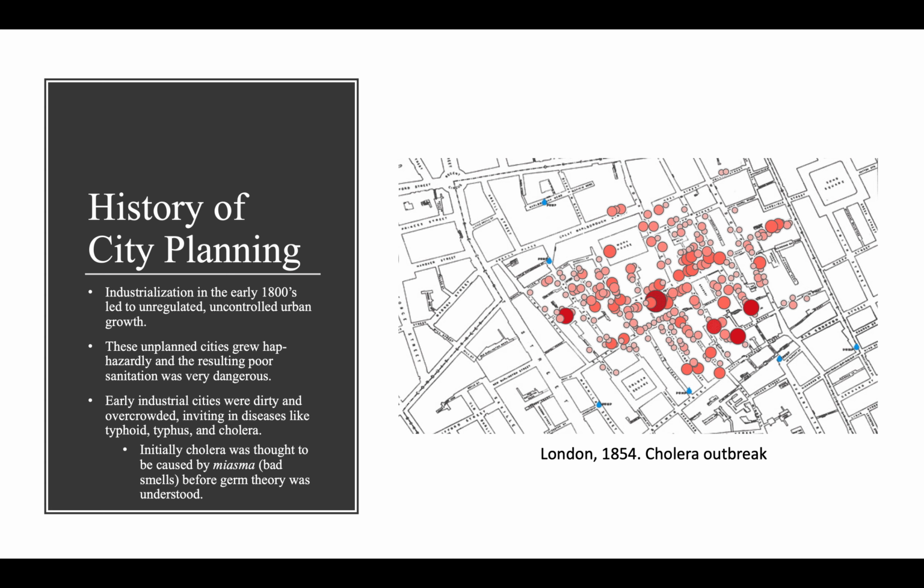So industrialization in the early 1800s led to unregulated, uncontrolled urban growth. These unplanned cities grew haphazardly, and the resulting poor sanitation was very dangerous. Early industrial cities were dirty and overcrowded, inviting in diseases like typhoid, typhus, and cholera. And kind of something interesting, initially cholera was thought to be caused by miasma, or bad smells or bad air, before germ theory was understood.